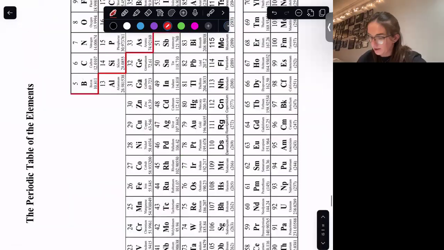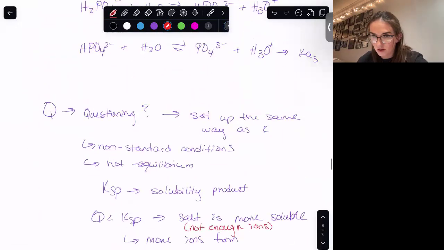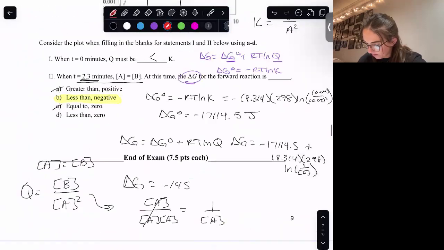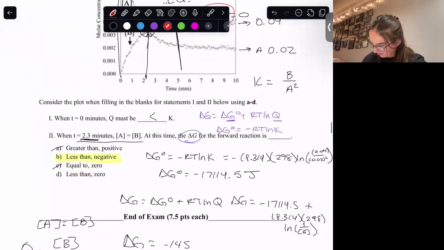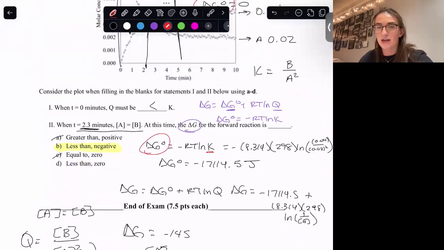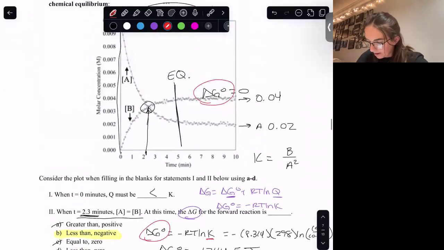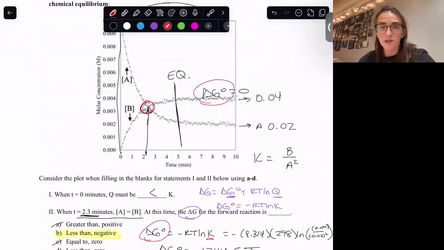Someone asked in 16 why we use delta G standard. For delta G standard, we have to use K, and K is equilibrium. So where they intersect is not equilibrium. Equilibrium is where concentration no longer changes, and so that's about the 5-minute time point. So we need to use the values at equilibrium for delta G naught, but then for delta G at 2.3 where they intersect, it's going to be the 0.0035.